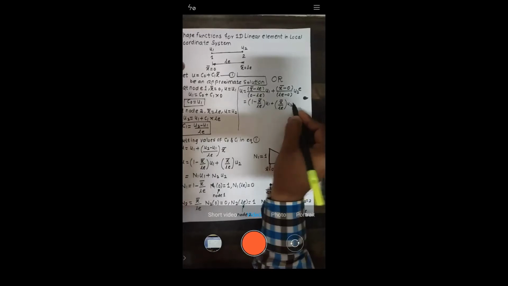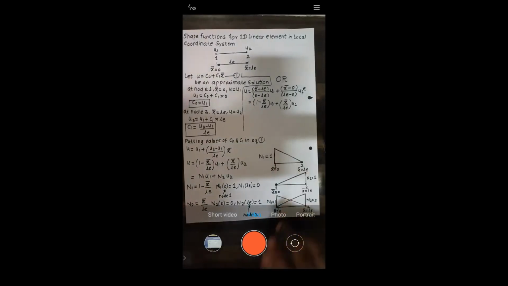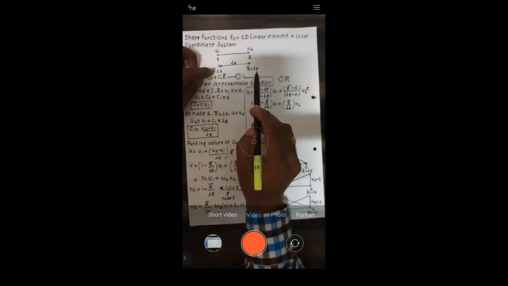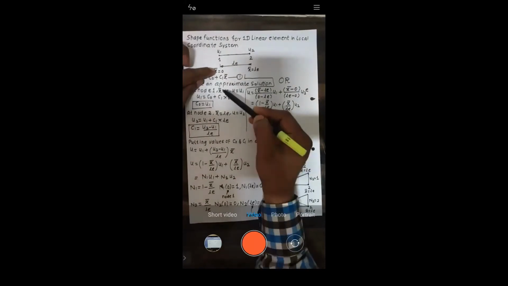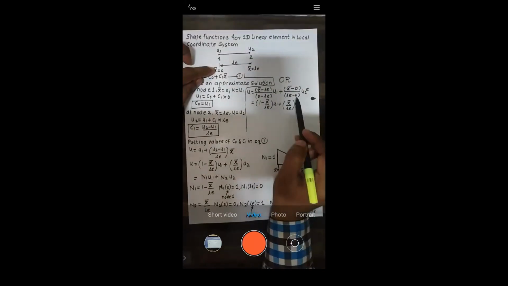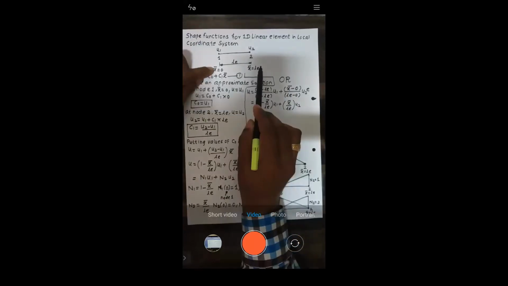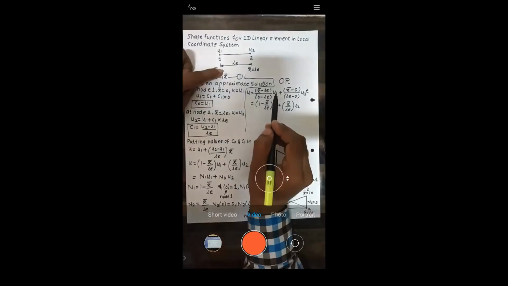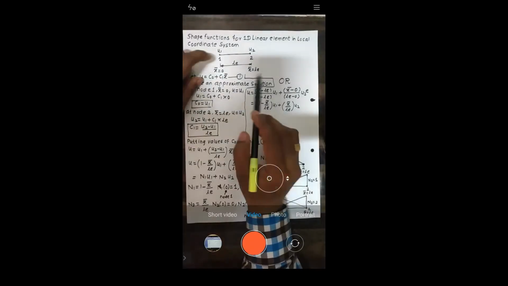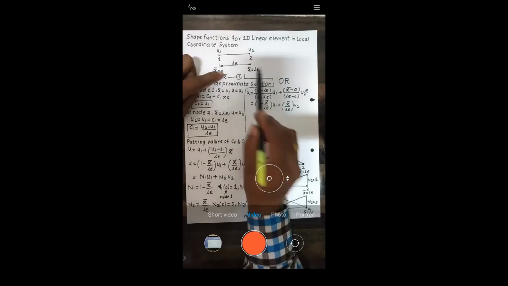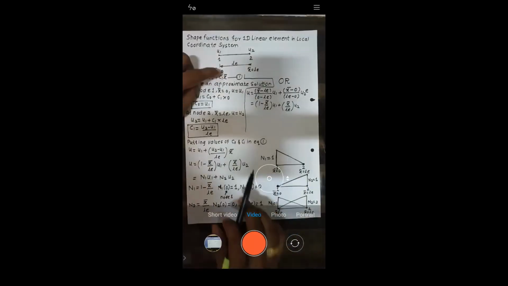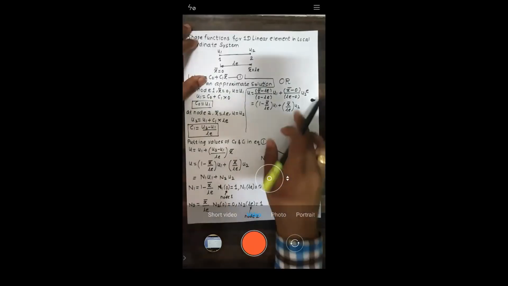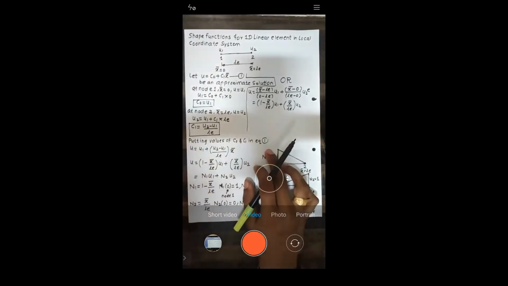Is it okay or not? Let me know. See, x bar minus LE. If you don't want to do this till here, you can directly do it like that: x bar minus LE upon 0 minus LE times u1, plus x bar minus 0 upon LE minus 0 times u2e. This is how you can get the shape functions by the alternative method. Is it okay or not? Let me know.